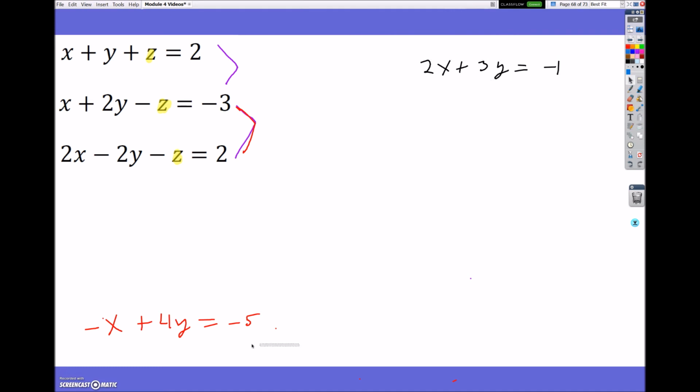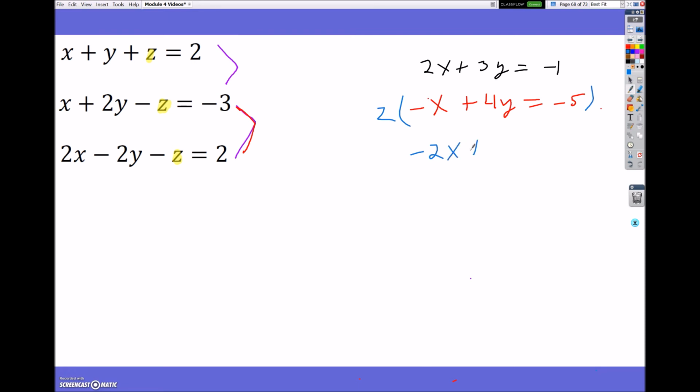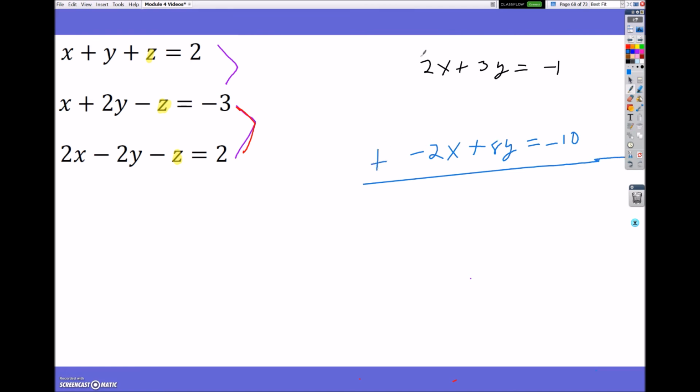So what we're going to do now is treat this like we did previously, and I am going to solve for x's and y's. I'm going to compare these two, and I'm going to multiply this bottom one by positive 2 so I can eliminate the x's. This will give me negative 2x plus 8y is equal to negative 10. Now, when I add up these equations, I'm going to eliminate the x's, and I'm going to have 11y equals negative 11. That means when I divide both sides by 11, y is going to equal negative 1.